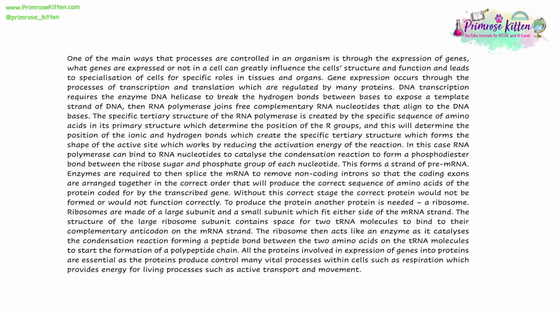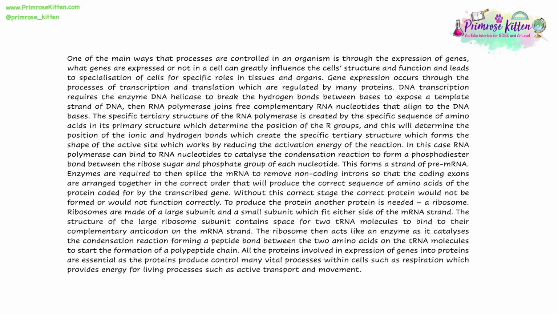DNA transcription requires the enzyme DNA helicase to break the hydrogen bonds between bases to expose a template strand of DNA. Then RNA polymerase joins free complementary RNA nucleotides that align to the DNA bases. The specific tertiary structure of the RNA polymerase is created by the specific sequence of amino acids in its primary structure, which determines the position of the R groups. And this will determine the position of the ionic and hydrogen bonds which create the specific tertiary structure, which forms the shape of the active site, which works by reducing the activation energy of the reaction. In this case, RNA polymerase can bind to RNA nucleotides to catalyze the condensation reaction to form a phosphodiester bond between the ribose sugar and phosphate group of each nucleotide.